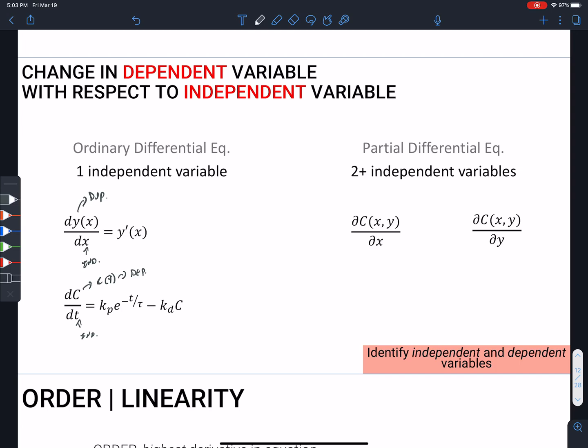A partial differential equation is substantially different, in that we have two or more independent variables. For example, in this case we have concentration, which could be a function of x and y, or z included. Then we can take partials with respect to x, y, and z, and this may also be a function of time, so we can also take a partial with respect to time. So that's the primary differentiation between an ordinary differential equation and a partial differential equation. An ordinary differential equation solution is a little bit easier, especially numerically, as we're going to see.